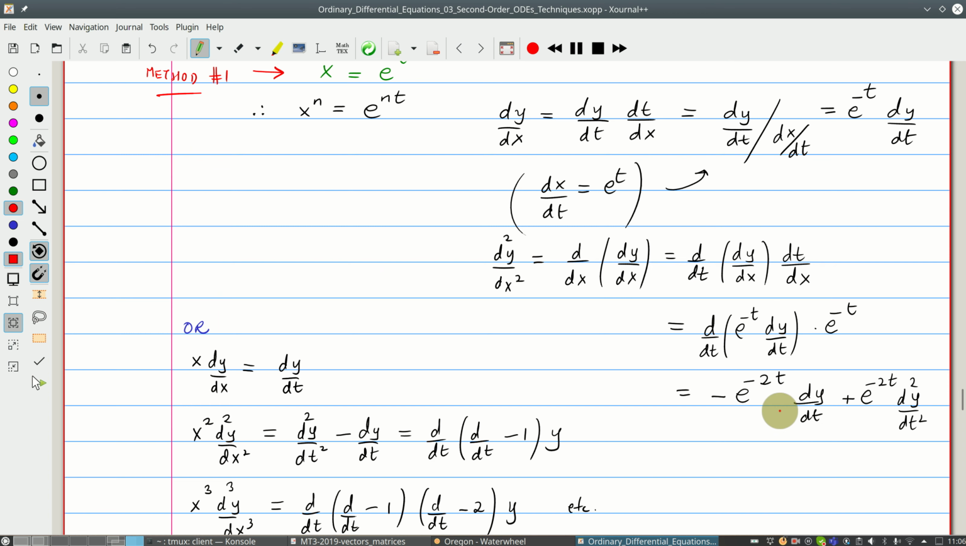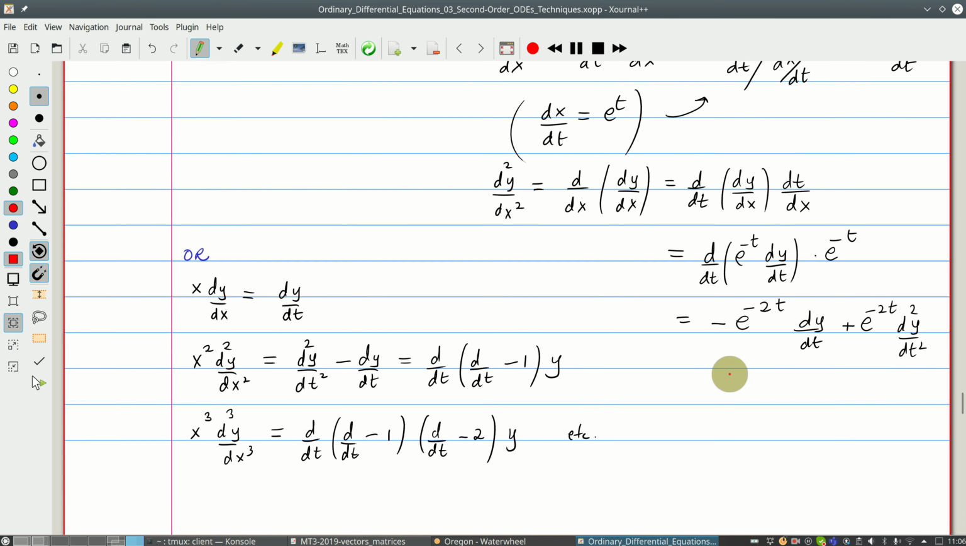I'm going to leave this here and you can have a look through it. But what you can show quite nicely is that there's a nice pattern here. x times dy by dx is equal to simply dy by dt. We've gotten rid of the x. x squared times the second derivative of y with respect to x: likewise, we get rid of the x, and it's the second derivative of y with respect to t minus the first derivative of y with respect to t, and there are no more.